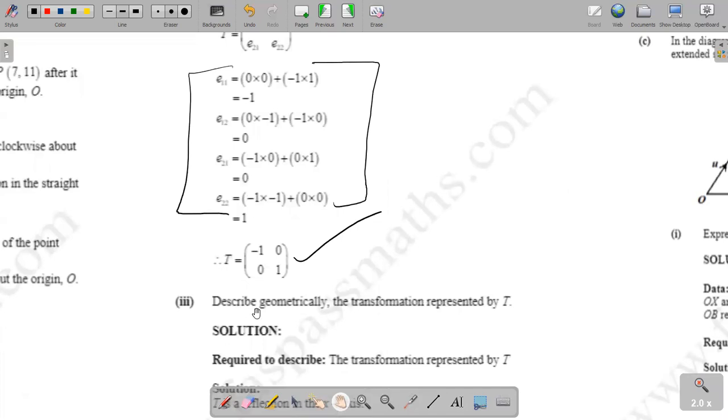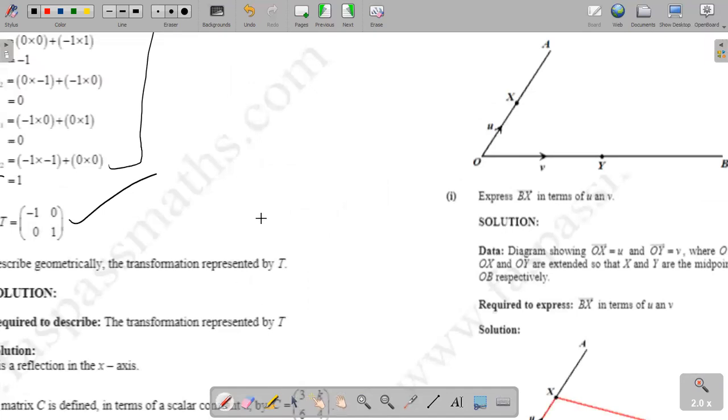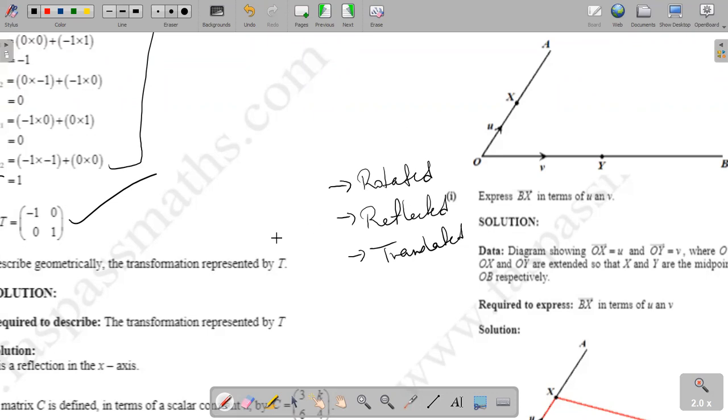No, it says describe geometrically the transformation represented by T. What does that mean? When you think about transformation, there are 3 types of transformations. You're either being rotated by an angle, reflected in a mirror line, or you're being translated, which means you're either sliding up, down, left, right. And the last one is enlargement.